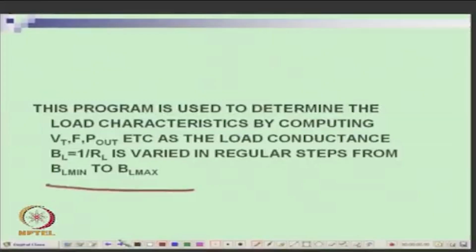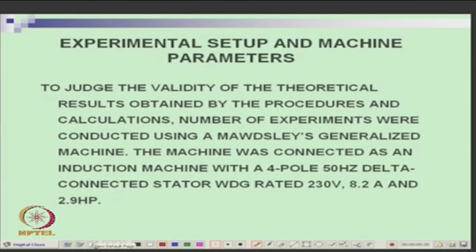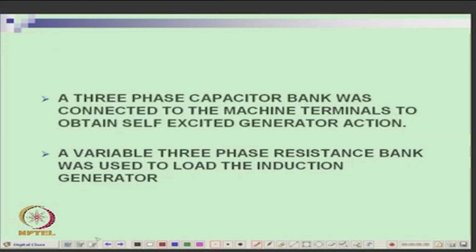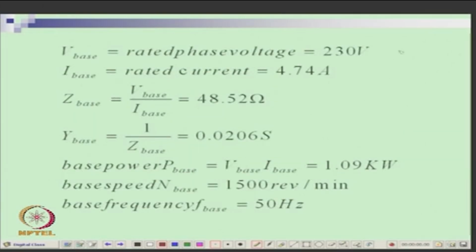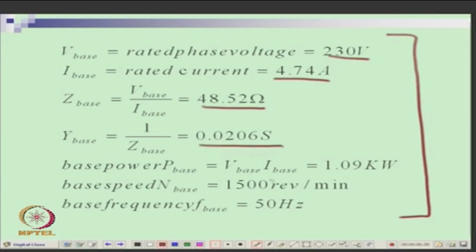I have already explained how this is done, because there was an experimental setup where testing was done. These are the details of experimentation, so I think we can skip this. These were the details of the machine on which the experiments were conducted, and these are the rated values, Z base and so on.